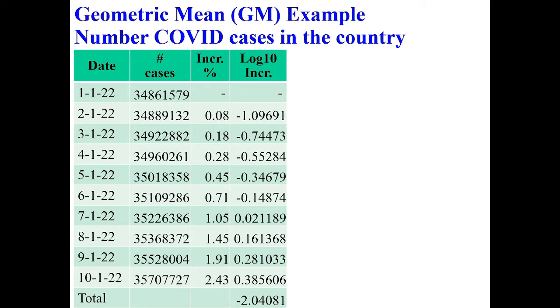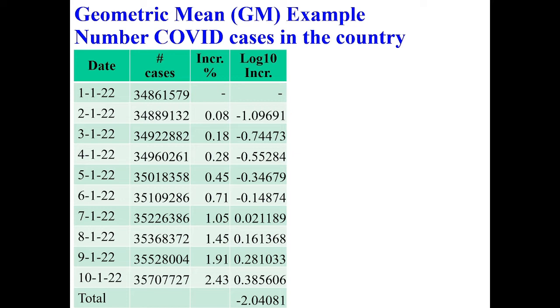So if you see the increase from first to second, there was an increase of 0.08%. And on the third, it was an increase of 0.18% from the first. And like that, on the 6th, it was a 0.71% increase from 1st of January. And on 10th of January, it was a 2.43% increase from the numbers that we saw on January 1st. Now, this increase, I rounded off. In fact, if you want to be accurate, you need to take more decimals. But I just rounded off the percentage increase up to 2 decimals for simplicity.